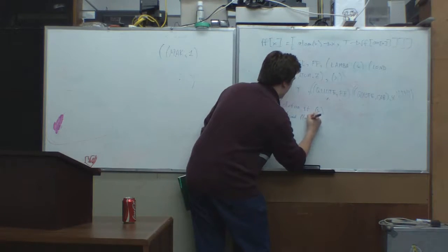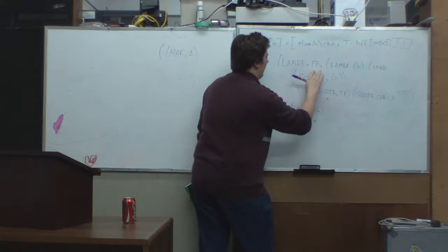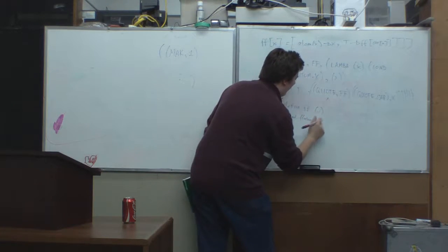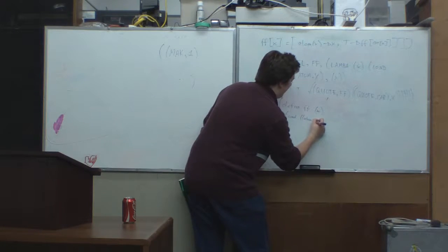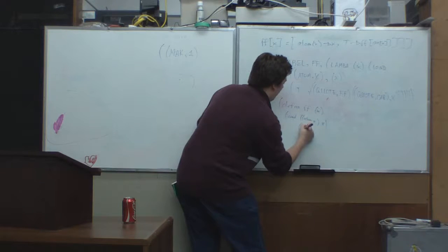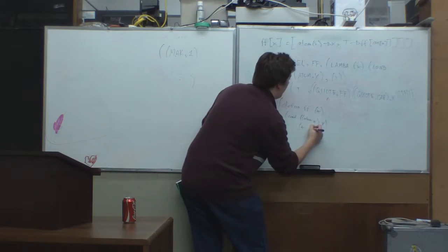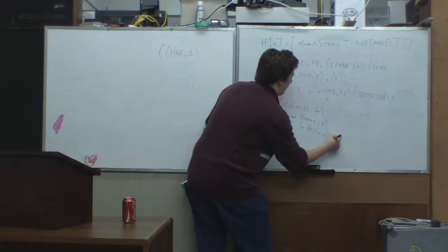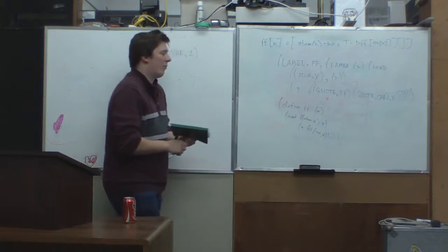Wow. What is Z here? Does it make sense? This is what happens when you fall asleep while writing your notes. X, and then otherwise, you do FF of, nope, FF of car of X. So that's the more modern version.